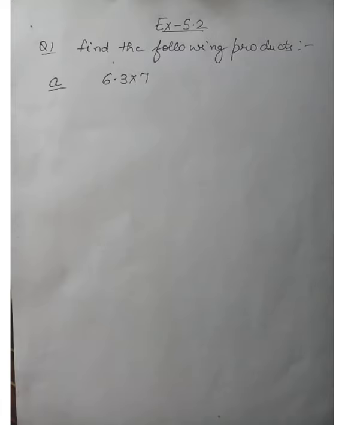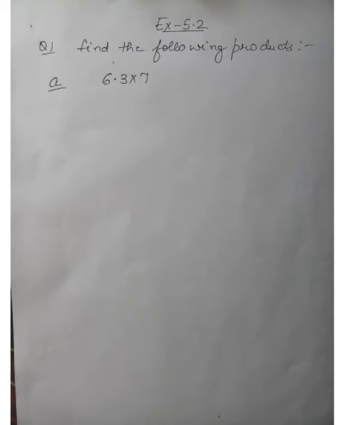Now let's start exercise 5.2, multiplication of a decimal by a whole number. To multiply a decimal by a whole number, we perform the multiplication as if we are multiplying two whole numbers. Put the decimal point in the product to get as many decimal places in the product as there are in the multiplicand. Let's start the exercise.